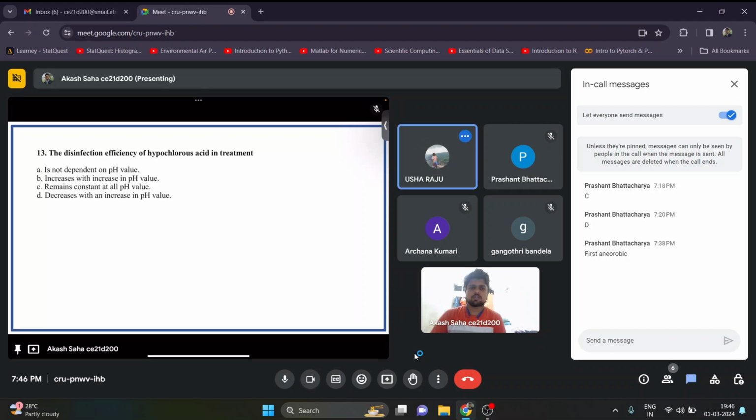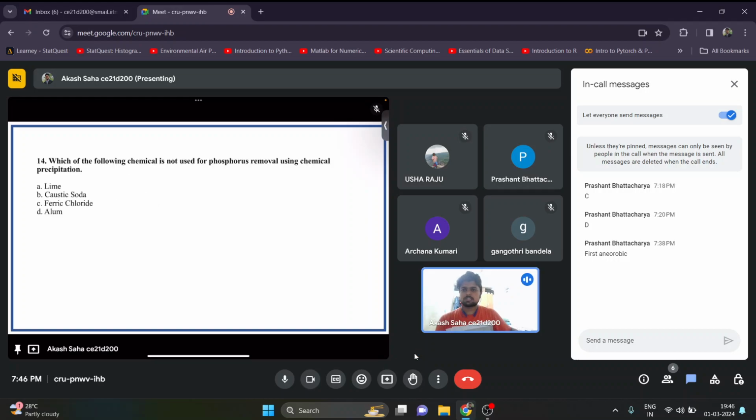No, no. So basically what happens is it will decrease with the increase in pH. So option D is the correct option. Disinfection efficiency will decrease with the increase in the pH. And the best pH range for hypochlorous acid to be active is 5 to 7. After that, the activity will tremendously decrease. Okay, so option D is correct.